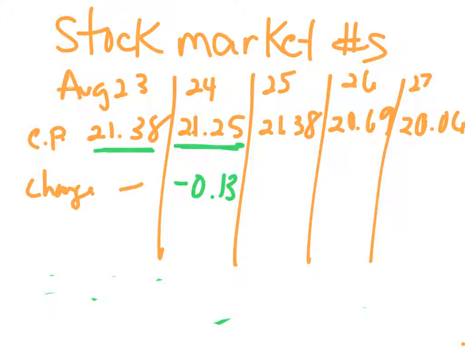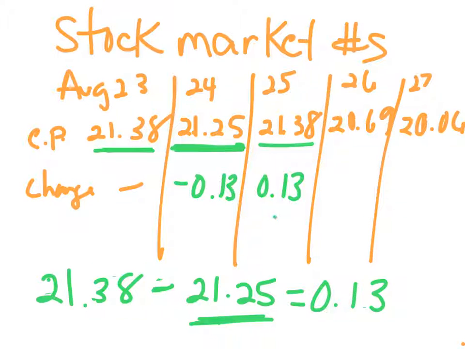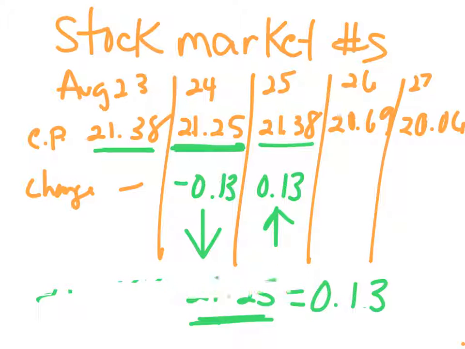If we go to the next day on the 25th, we would have 21.38 minus 21.25. We already see that this day is less than this day, so we're going to have a positive number. That's going to be 0.13. And so this day it's up. This day the value was down. Let me erase my bottom number equation here.